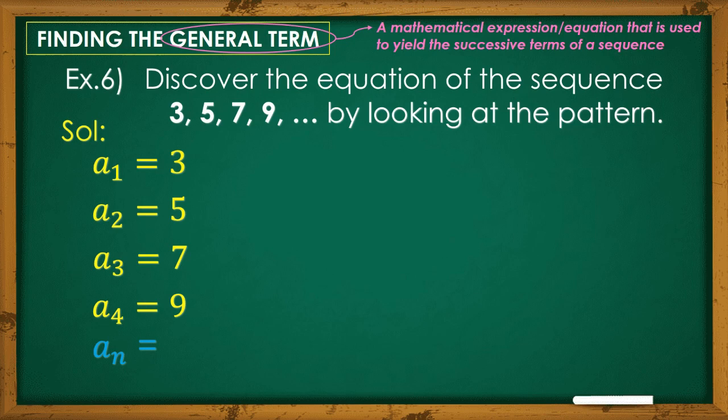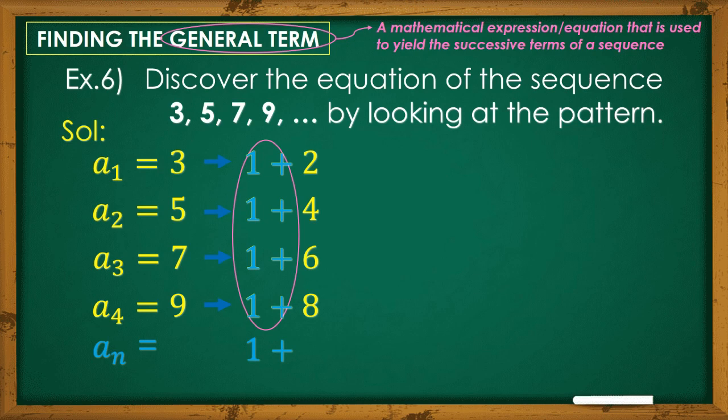Ano yung gagawin natin? Let's look at the pattern once again. Kung titingnan natin, yung 3 ay maaari nating isulat as 1 plus 2. Tama naman. Yung 5 ay maaaring isulat as 1 plus 4. Yung 7 as 1 plus 6. Yung 9 as 1 plus 8. Kung titingnan natin, lahat sila ay may pare-parehas na value. Ano yon? Tama, yung 1. Yung 1 plus. Subukan natin siyang gamitin kung sali siya sa buong general term.